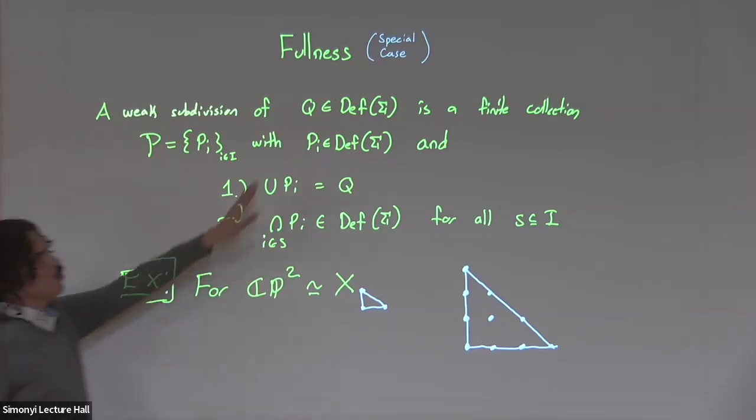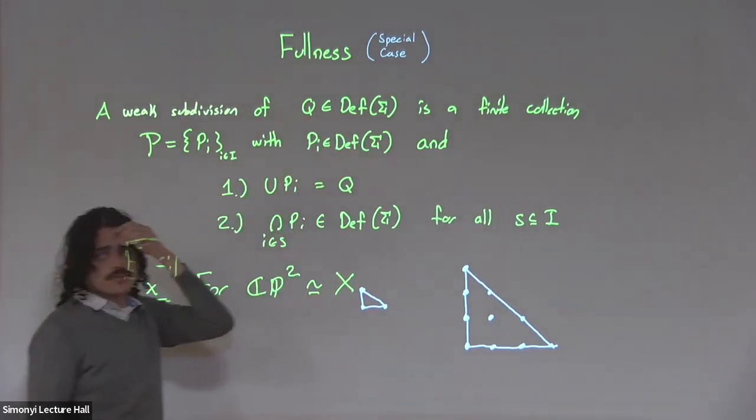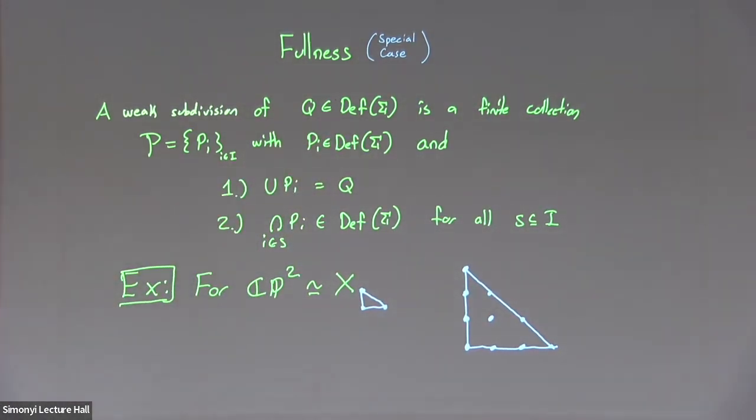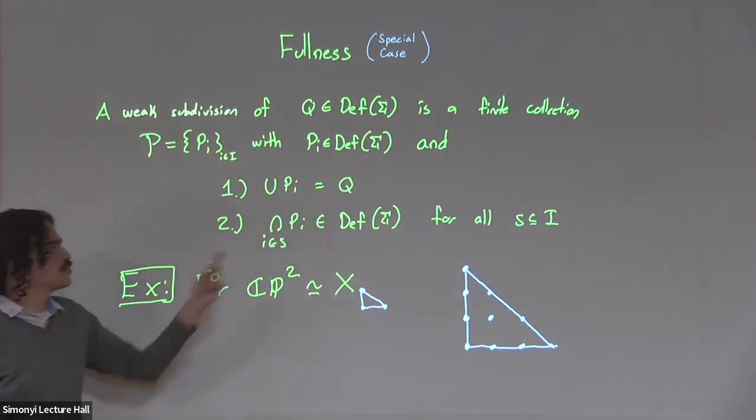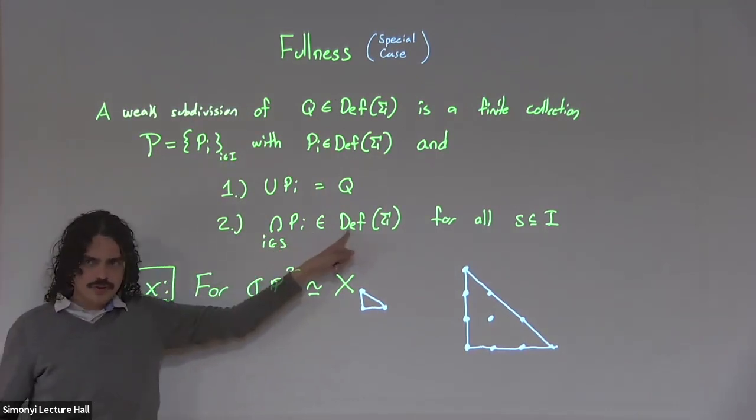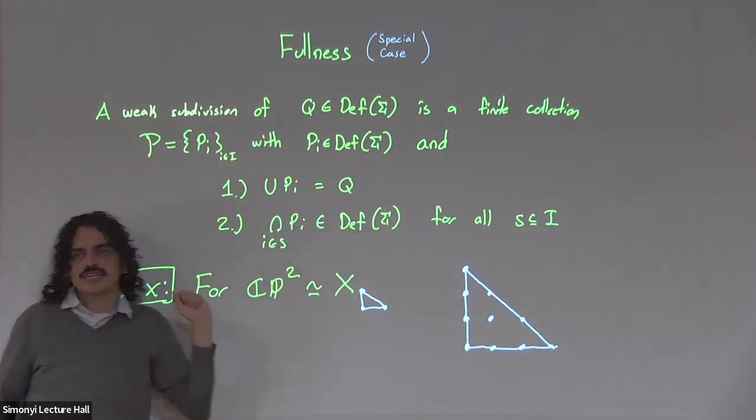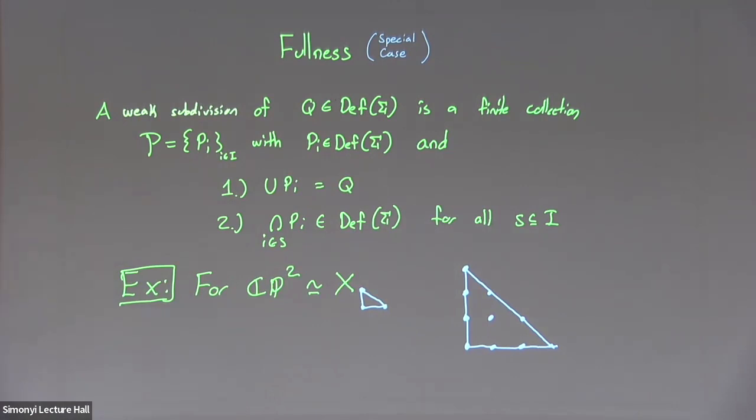So a weak subdivision of a polytope inside my deformation cone is going to be a finite collection of polytopes with the property that their union is the entire polytope, and their intersection is in my deformation cone or it's empty, I guess I should say. So it's either my deformation cone or it's empty.